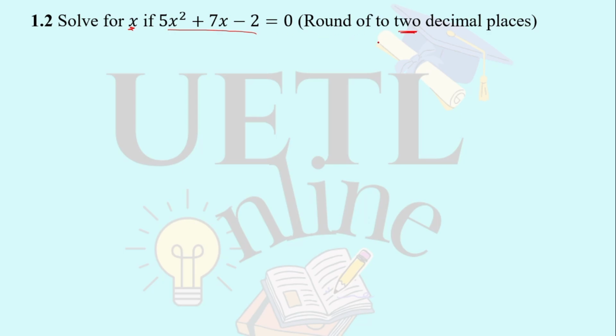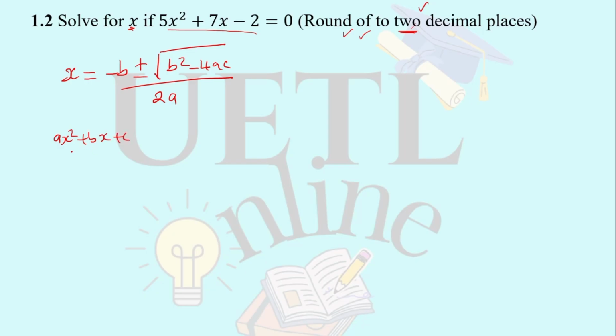When you see a quadratic equation like this, especially when rounding is mentioned, you just have to use the quadratic formula. Please make sure you remember this formula. x is equal to minus b plus or minus root b squared minus 4ac, all over 2a. This formula was derived when the equation was ax squared plus bx plus c is equal to 0.